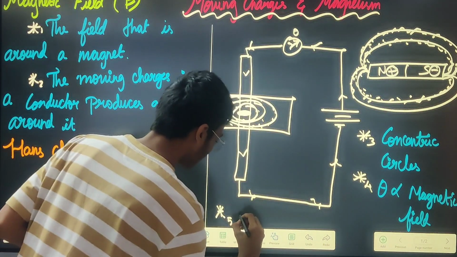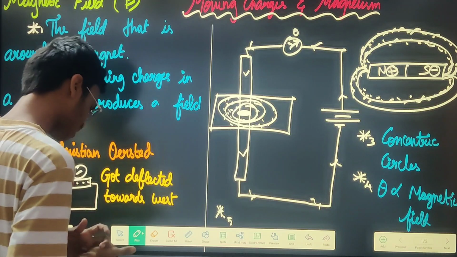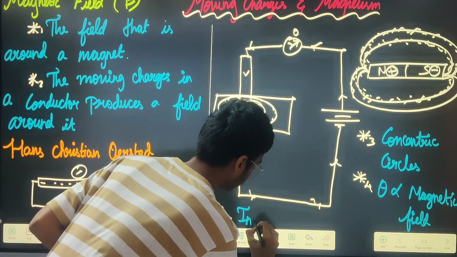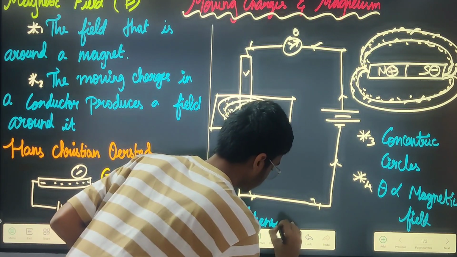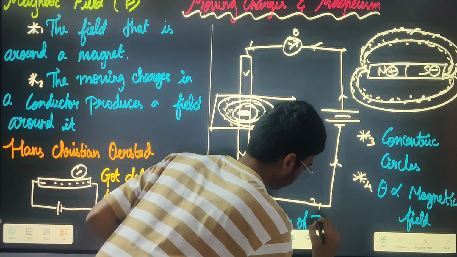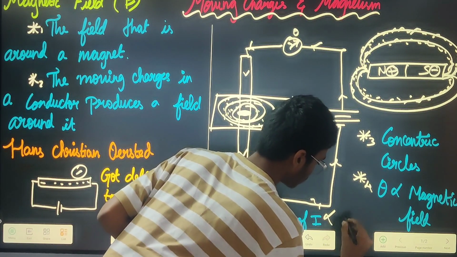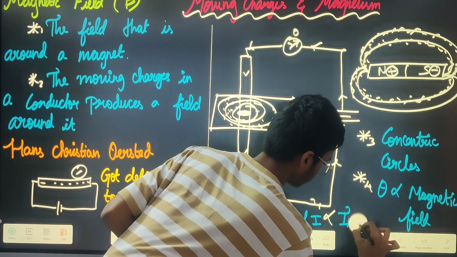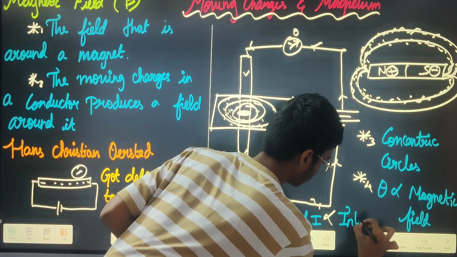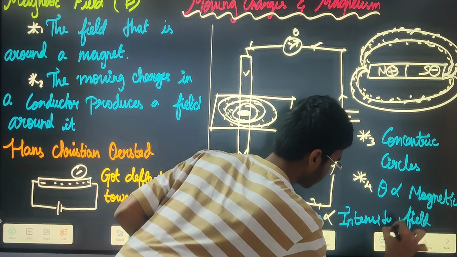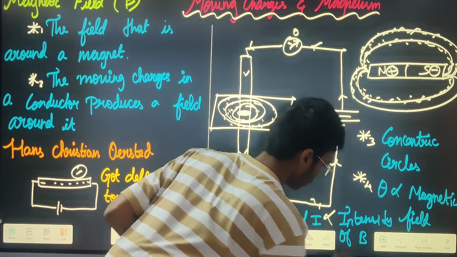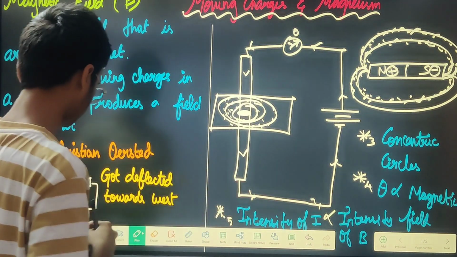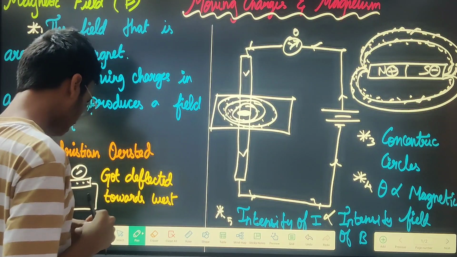So I can say that the intensity of current I is directly proportional to the intensity of the magnetic field. Yeah, so that's it. This is the basic concept that you have to know.